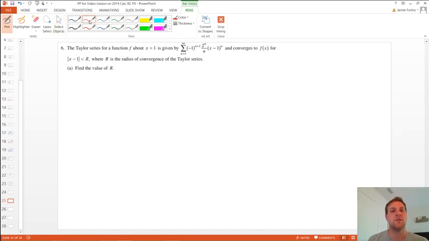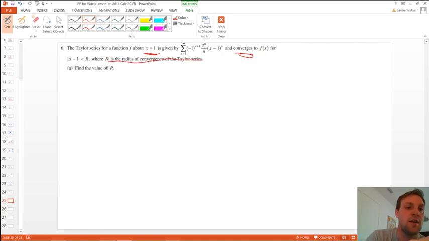So 6 says the Taylor series for a function f about x equals 1. So we got a Taylor series centered at x equals 1 is given by. They went ahead and gave you the general term here. They didn't have it written out, so that's good. Everything's written out for you. And it's already telling you that it converges for some bounds less than r, where r is the radius of convergence for the Taylor series.